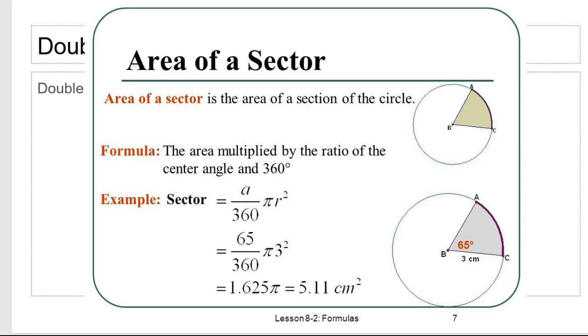Alright, so next we're going to go over area of the sector. That's the area taken up by the piece of the pizza. The formula is simply the area multiplied by the ratio of the center angle and 360. So we've seen this before. The only difference now is it's pi r squared instead of 2 pi r. We're just multiplying by the angle over 360. That's all it is.